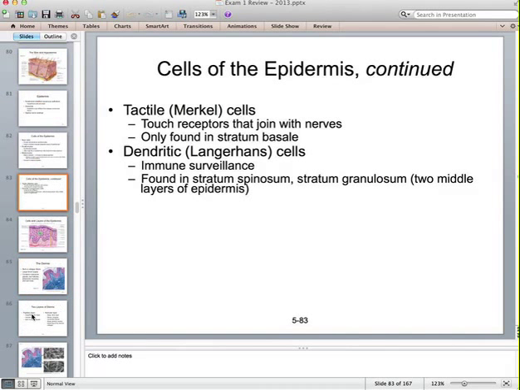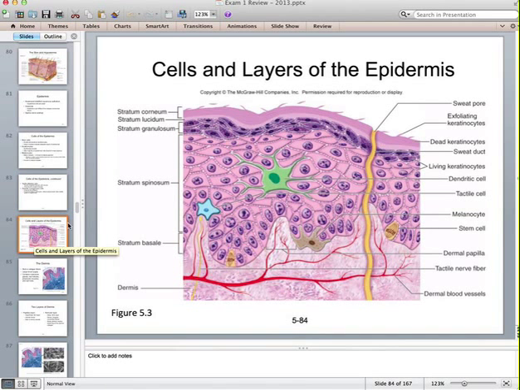I believe, yeah, this next image. I would understand the 4 cell types that are on the basement membrane versus the 1 cell type that is not. Again, stratum lucidum is optional. You only see it in thick skin.